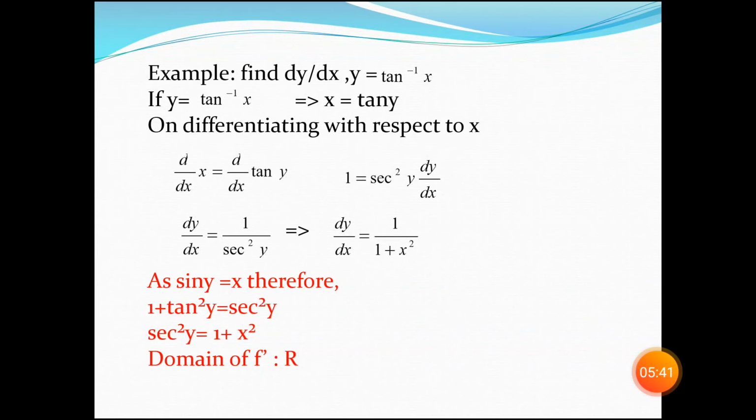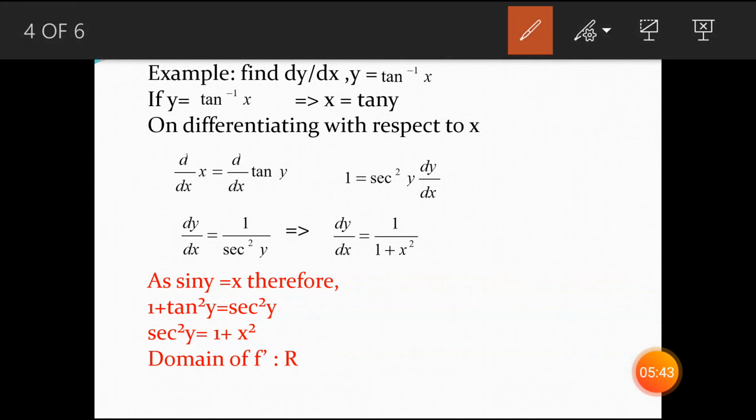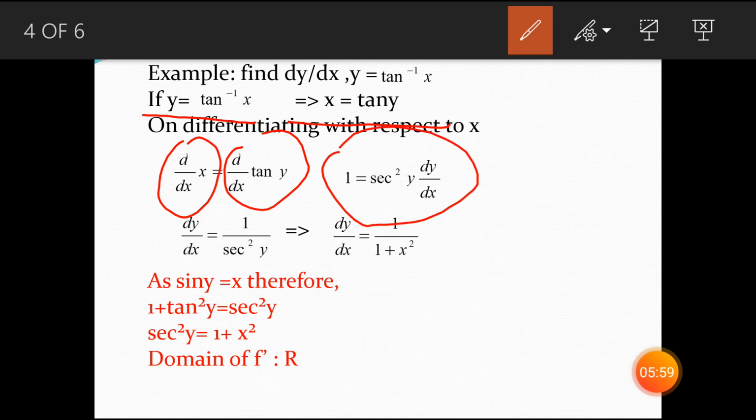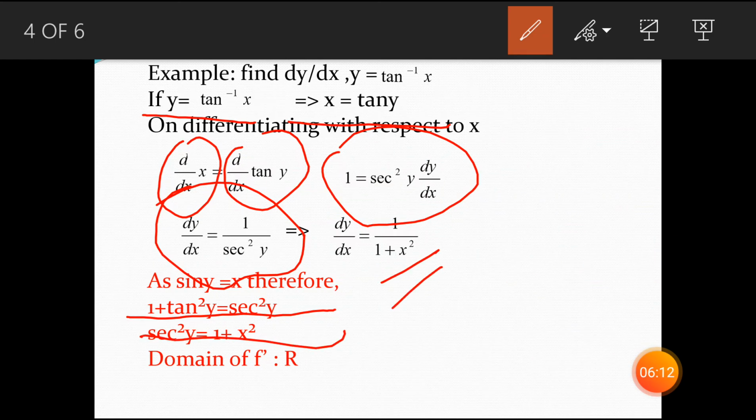Next is d over dx of tan inverse x. So how to derive? Same steps. First of all you let it be y, you will get x equals tan y. Now you just differentiate it with respect to x, so d over dx of x and d over dx of tan y. So you will get sec square y and dy upon dx. Now just find out the value, you will get this. Again you know very well that 1 plus tan square y equals sec square y. So sec square y is 1 plus x square. So you will get this answer.